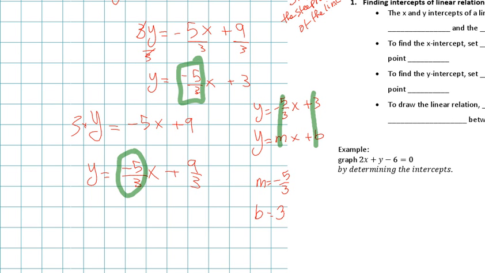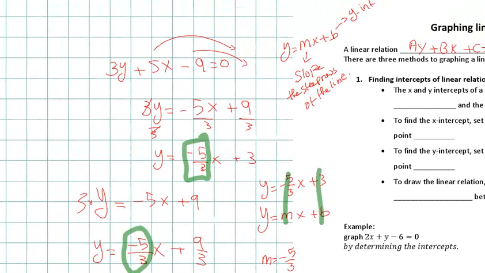Do you guys understand that? Do you see the connection between the two? So instead of mx, I have negative 5 over 3x. So that means m is negative 5 over 3. Do we all agree? Yes. Good. So that means my slope. I already told you that. M means the slope. M is the slope. So that means my slope is negative 5 over 3.